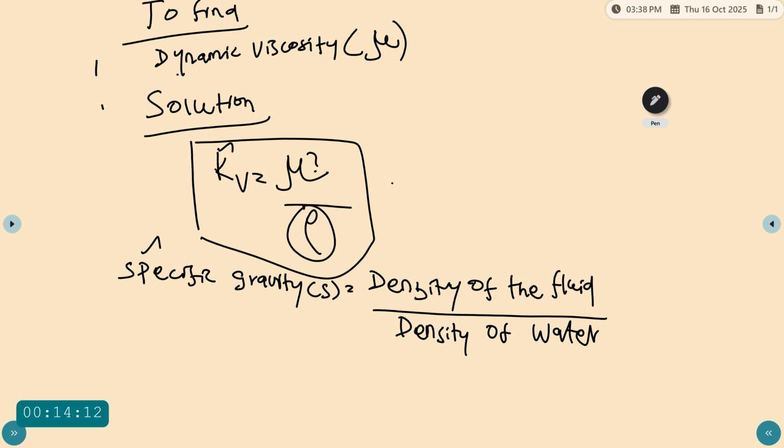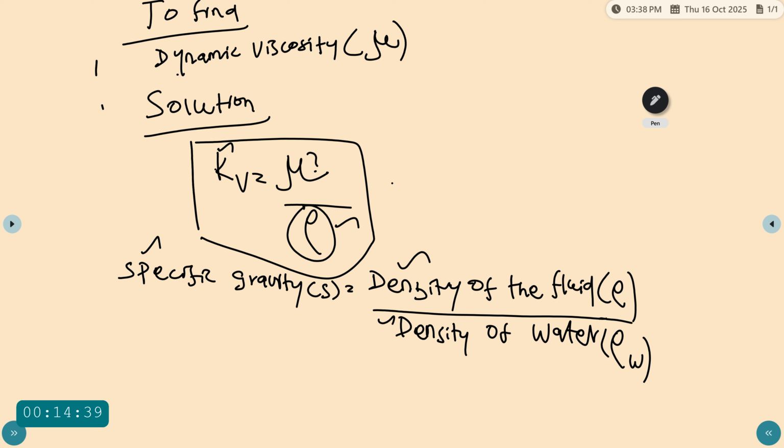Specific gravity is given. Density of water is given as 1000 kilogram per meter cube. From that we can determine the density of the fluid easily. It is called rho. This rho is the density of the fluid. For better understanding, we can take the density of water as rho W and specific gravity as S. We can determine this density of fluid easily.